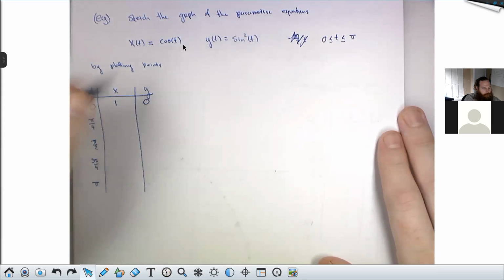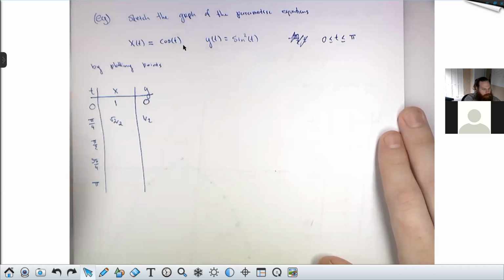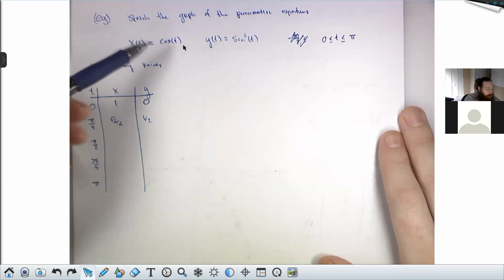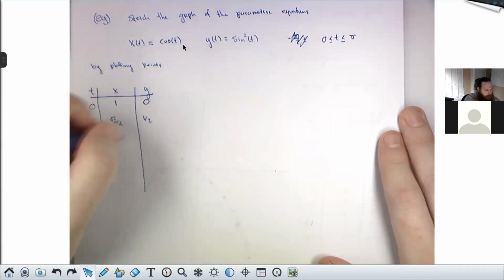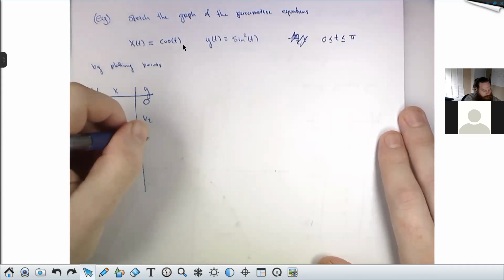When t is pi over 4, the cosine of pi over 4 is root 2 over 2. And sine squared of pi over 4 is root 2 over 2 all squared, which is 2 over 4, which is 1/2. When t is pi over 2, the cosine of pi over 2 is 0. And the sine of pi over 2 is 1, so sine squared of pi over 2 is 1 squared, which is still 1.